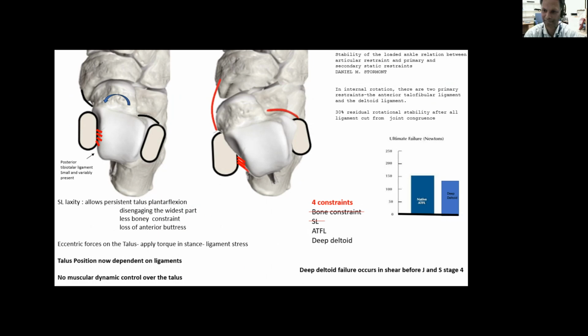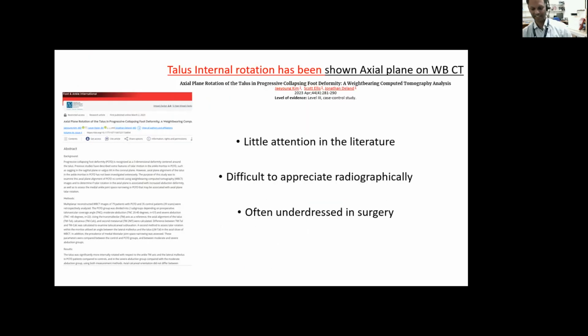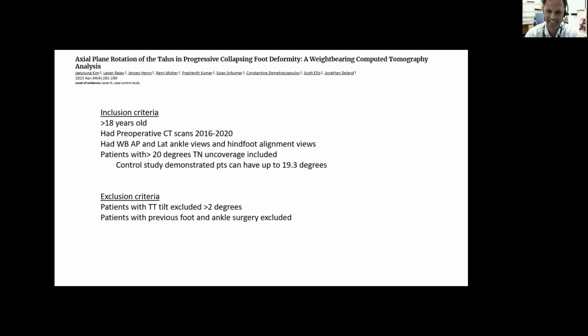Now the talus is really principally dependent on ATFL and deep deltoid, and it has no muscular attachment, so there's no dynamic stability conferred. ATFL acts in tension, therefore deep deltoid will always fail in shear, and you get this deep deltoid failure far before Johnson-Strom's stage 4 classification, where you get that valgus tilt and this anteromedial instability of the ankle that is detectable very commonly. And this talus internal rotation, there have been more and more papers coming out on it. It's very difficult to appreciate radiologically, and it's often underaddressed in surgery.